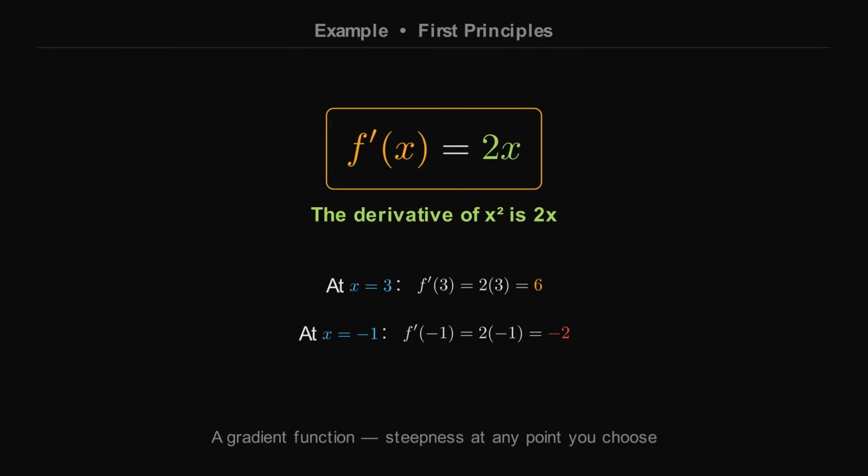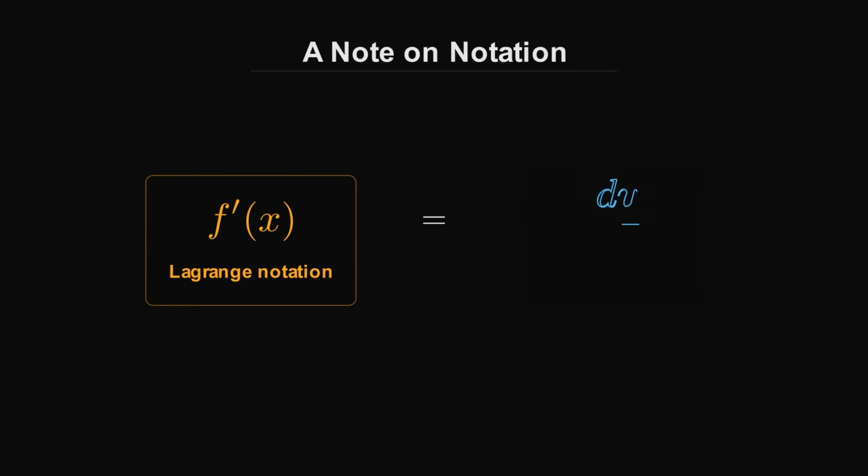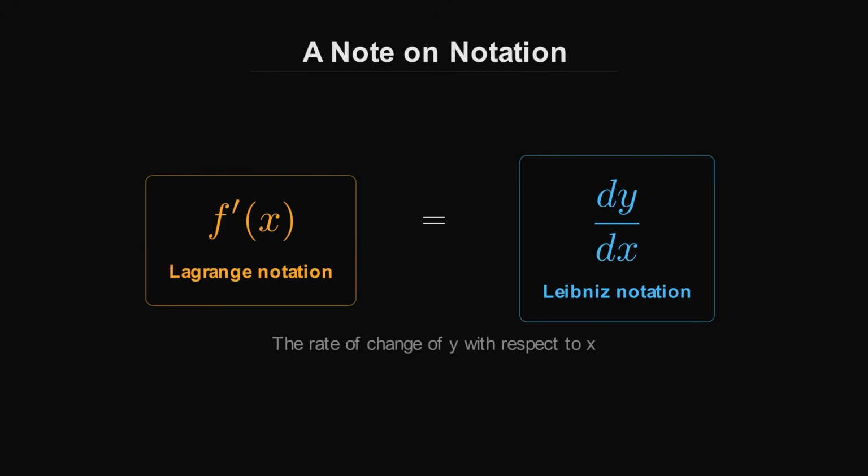So the derivative gives you a gradient function, which is a formula that tells you the steepness at any point you choose. Now just a note on notation here, you'll see 2 main forms: f dash of x, which is Lagrange notation, and dy by dx, which is Leibniz notation. They mean the same thing, which is the rate of change of y with respect to x.